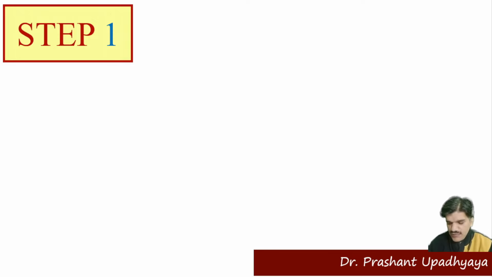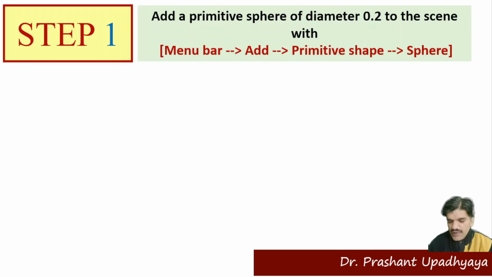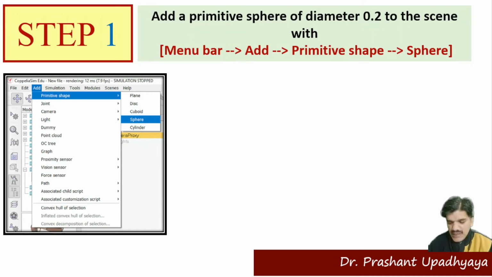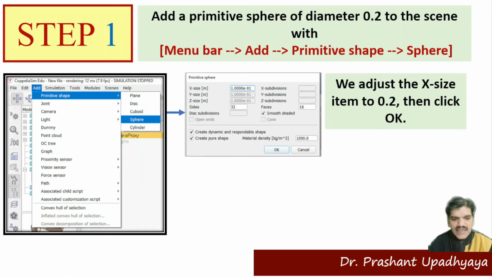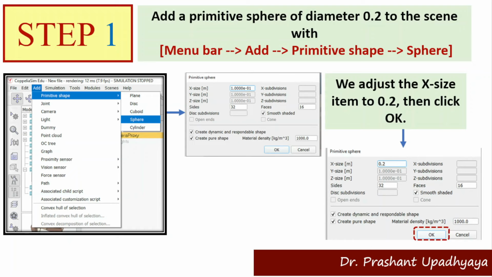There are a few steps which we have to follow. First, we have to add a primitive shape of diameter 0.2. I will go to the add button, select a primitive shape, select the sphere, and then put 0.2 along the x-axis. So I will get a sphere of diameter 0.2.